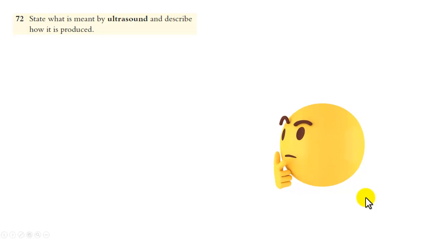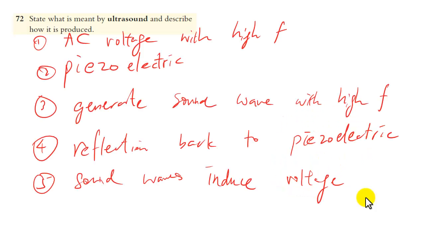Okay, so let's just try to do some examples or exercises. Pause the video now. Okay, so this question, a very basic one, is asking you how ultrasound is produced. We actually have mentioned it, so let's just go through some key points.